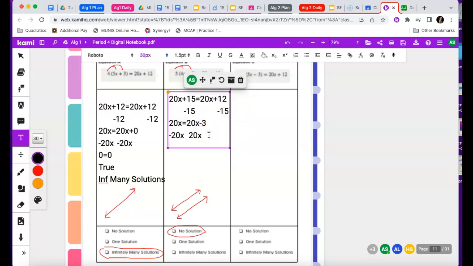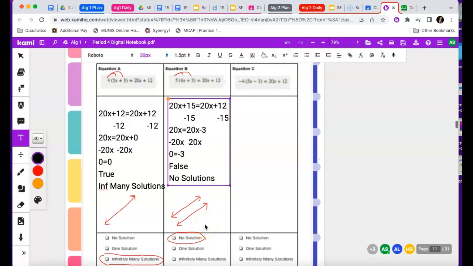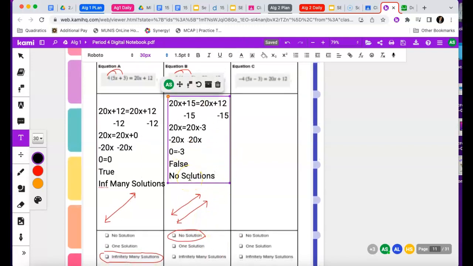And that gives me 0 equals negative 3. And 0 does not equal negative 3. That is false. Those are two different numbers. Whenever we have two different numbers like that, and it's false, that means there are no solutions, just like we saw graphically. We need to be able to do it algebraically to say that there are no solutions.